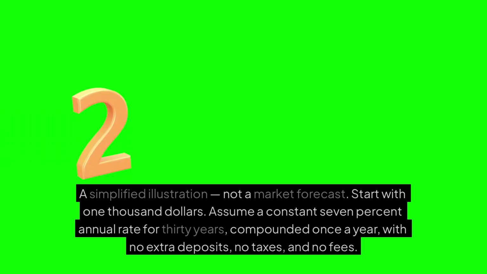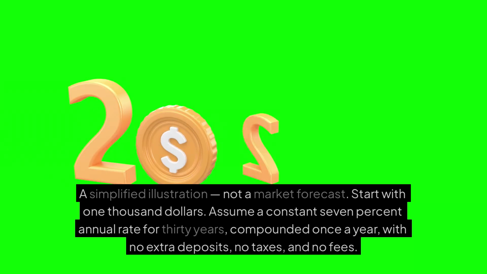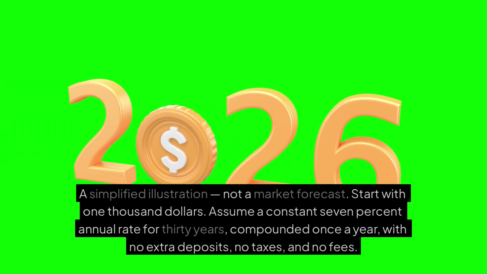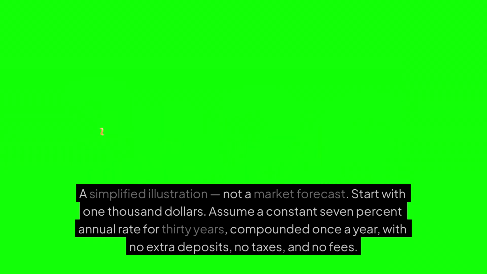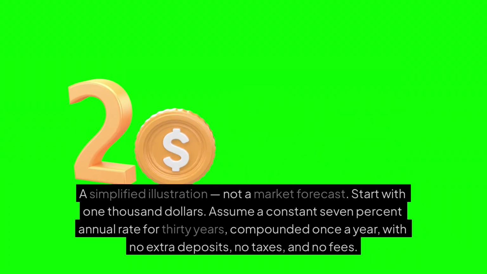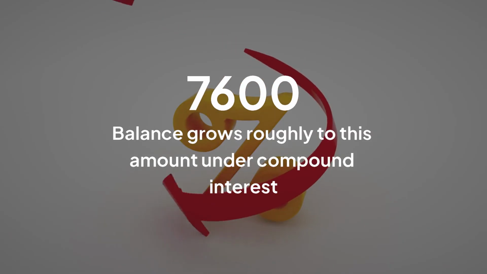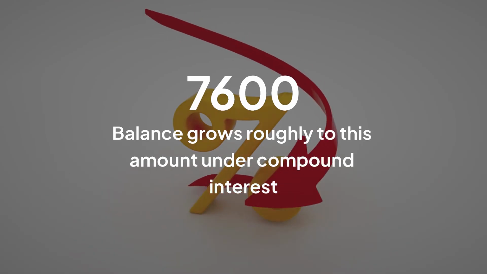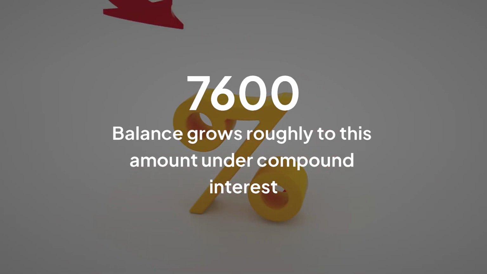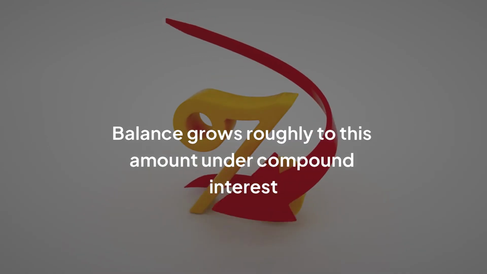A simplified illustration, not a market forecast. Start with $1,000. Assume a constant 7% annual rate for 30 years, compounded once a year, with no extra deposits, no taxes, and no fees. Under compound interest, the balance grows to roughly $7,600, about 7.5 times the start, order of magnitude depending on rounding.